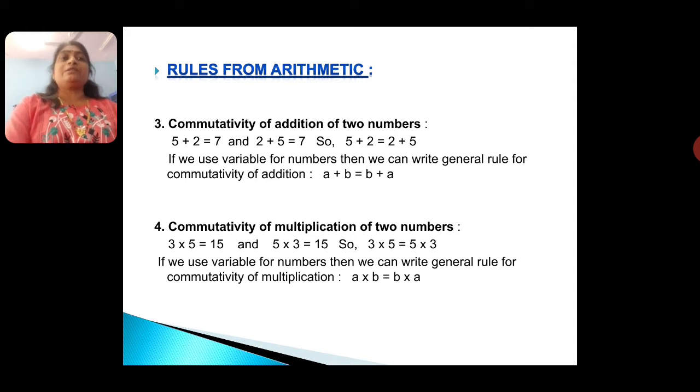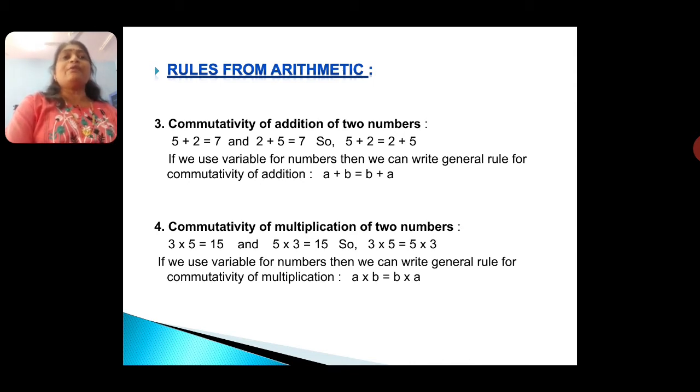Now, rules from arithmetic. In arithmetic, by using numbers, we use many properties of numbers. That means commutativity for addition and multiplication, associativity and distributivity. Let us see these properties one by one. First, commutativity of addition of 2 numbers. For 2 numbers 5 and 2, 5 plus 2 equals 7 and 2 plus 5 is also 7. So, 5 plus 2 equals 2 plus 5.